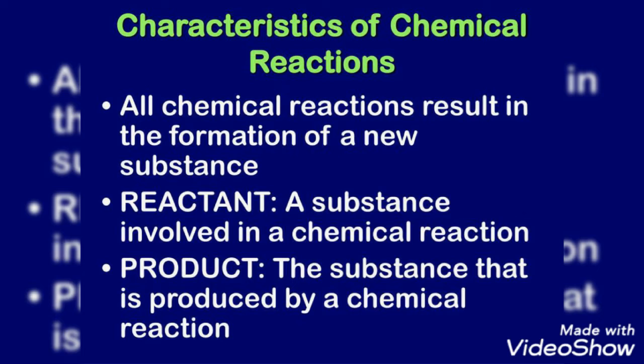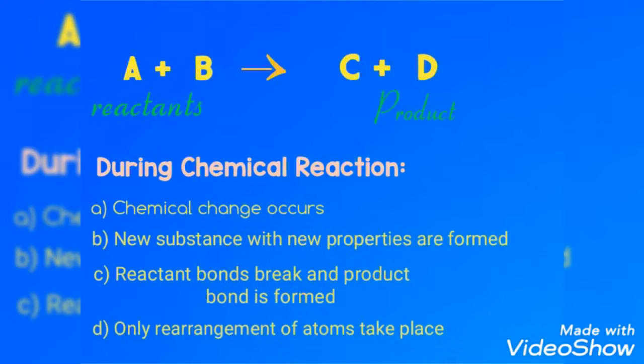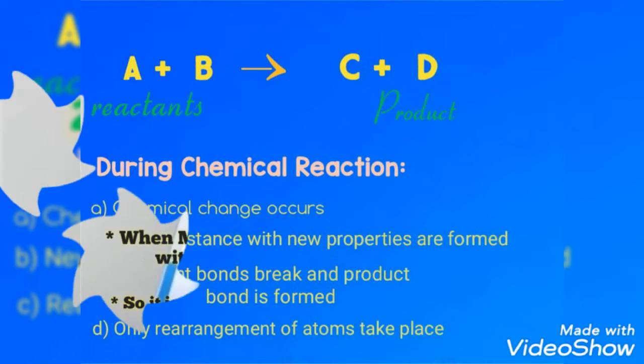All chemical reactions result in the formation of a new substance. Reactants are always written on the LHS. A substance involved in a chemical reaction is called a reactant, and the final product is always written on the RHS. Now, during chemical reaction, chemical change occurs. New substance with new properties are formed. Reactant bonds break and product bond is formed. Reactant से product बनता है. Only rearrangement of atoms take place. Atoms of one element do not change into the atom of another element. Remember this. Here you can see A plus B is reactant and C plus D is product.